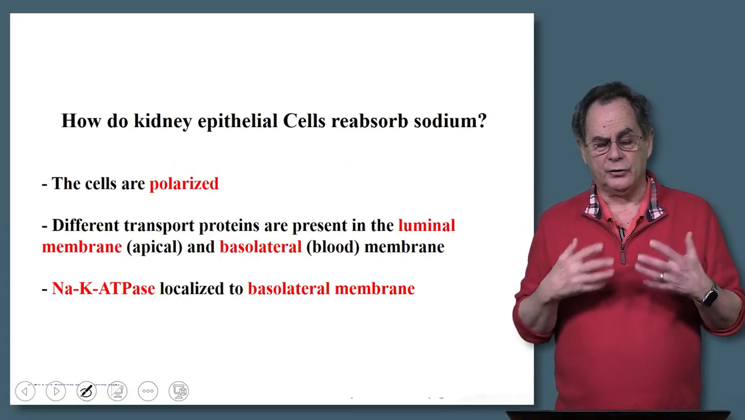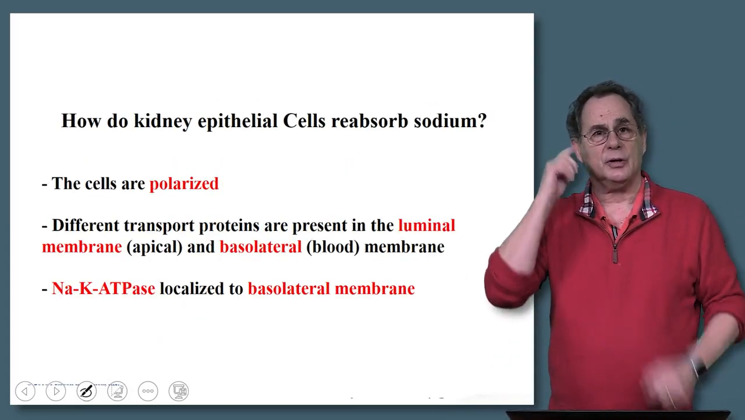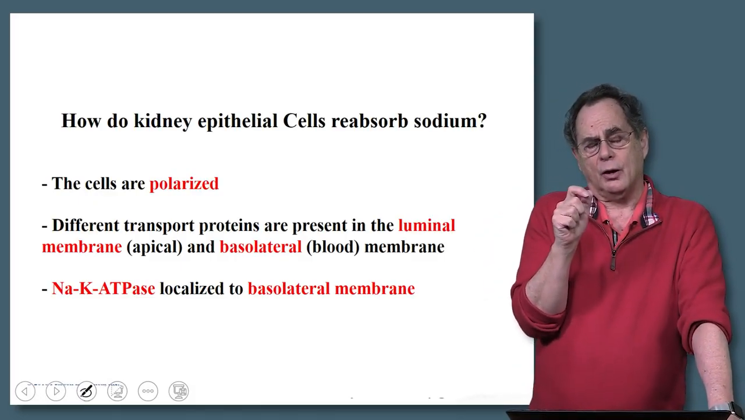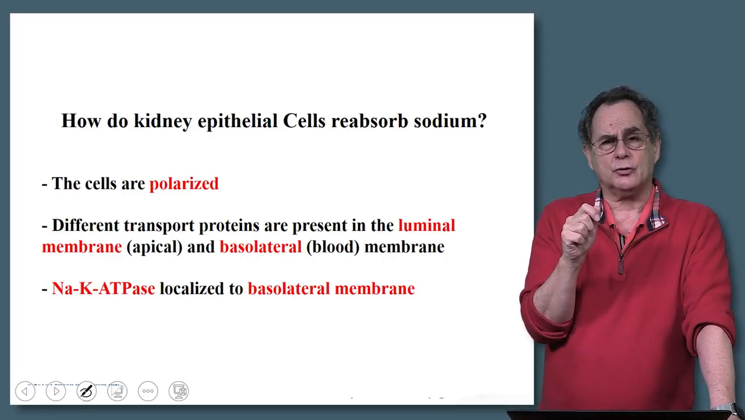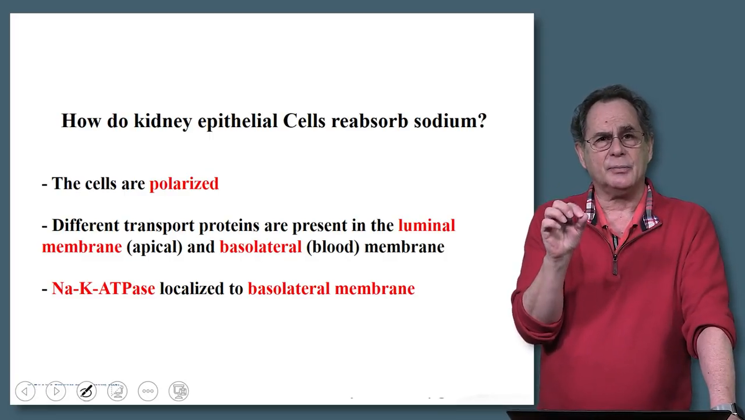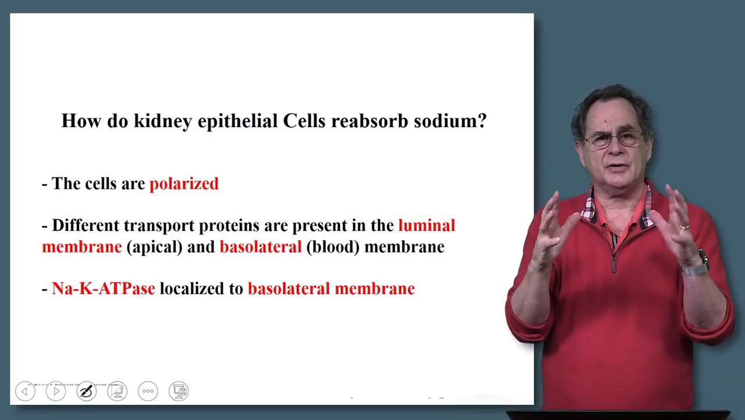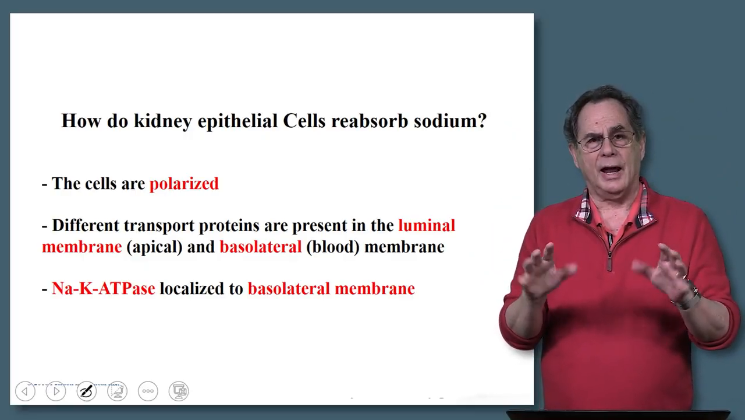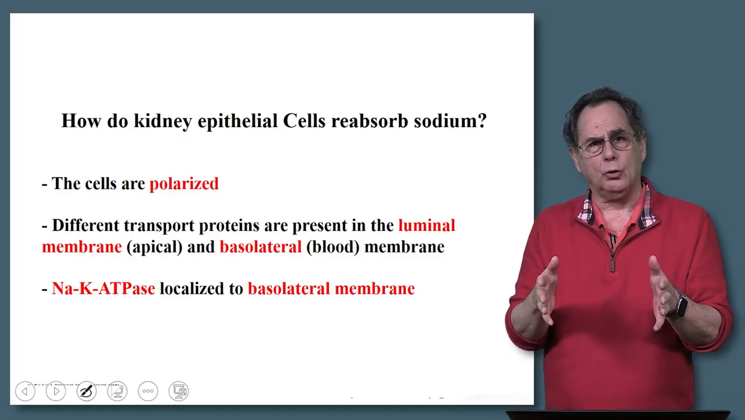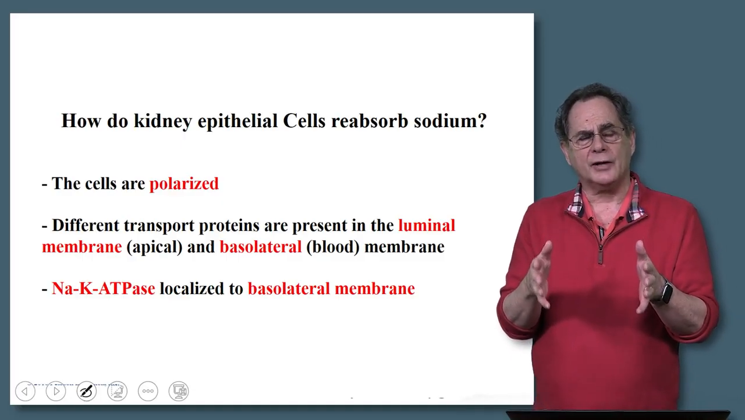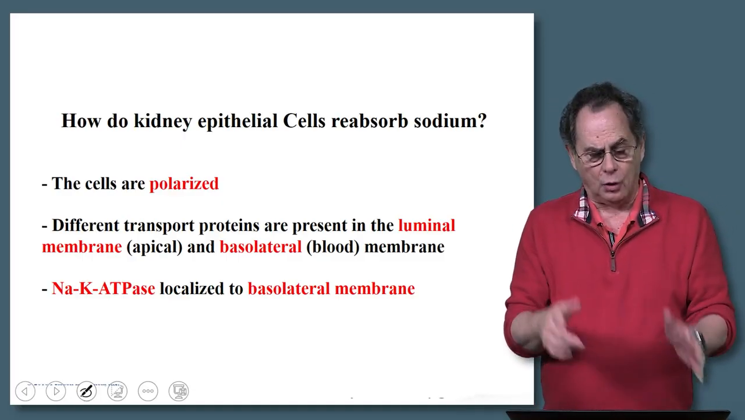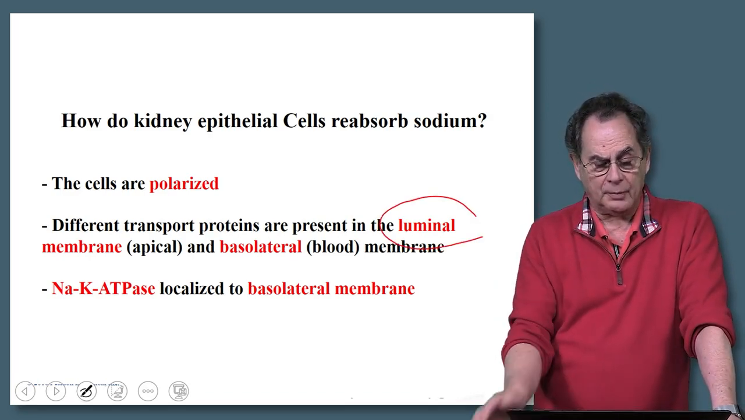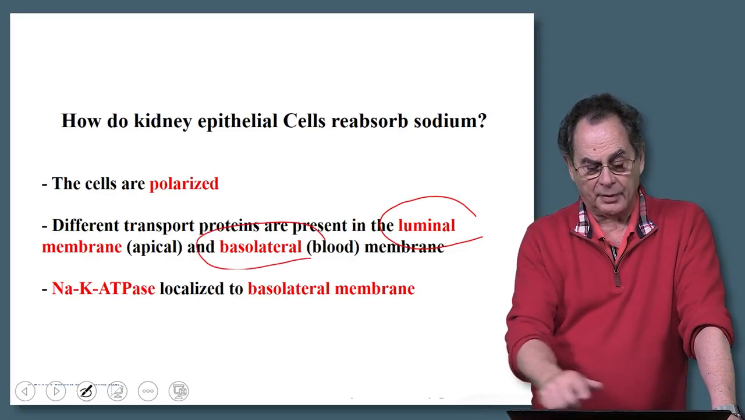Now, how do the kidney epithelial cells reabsorb sodium? The first thing to realize, and we pointed it out a little bit on that colorized electron micrograph, is that the kidney epithelial cells are polarized. That is, they have a structure, a lumen, and a basolateral membrane. And that structure, that polarized nature, allows for directional transport of solutes and water. And different transport proteins are present in the luminal membrane and the basolateral membrane.